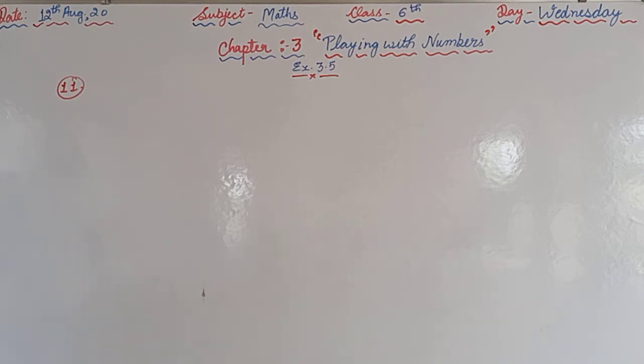The question number 11 is: 18 is divisible by both 2 and 3. It is also divisible by 6. Similarly, a number is divisible by both 4 and 6. Can we say the number is divisible by 24 as well?